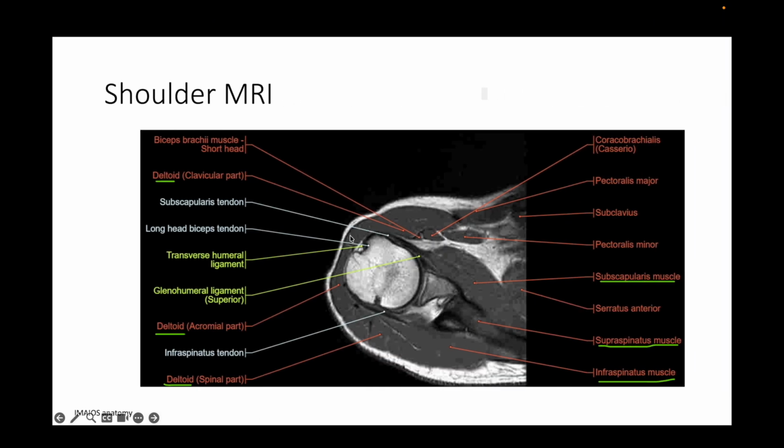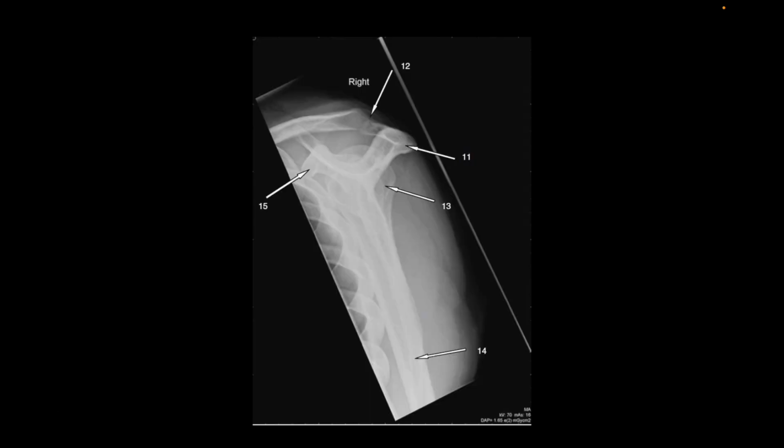Let's go through some cases now. So this is a sagittal view of the right shoulder. In the exam, make sure you say right shoulder, especially if they show it to you, because otherwise you'll lose half a point. So the main thing to do is orientate yourself.